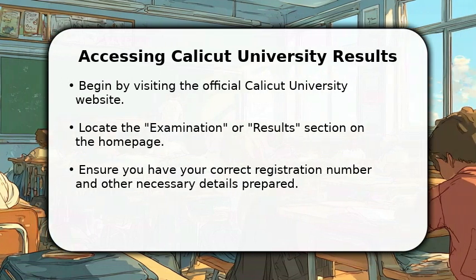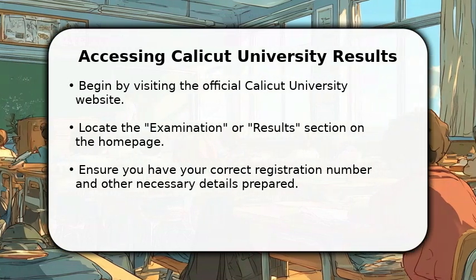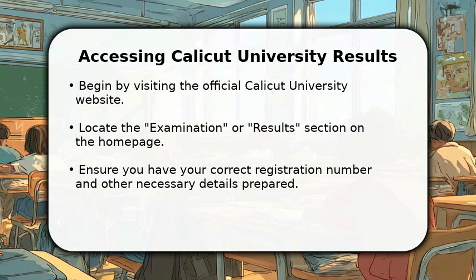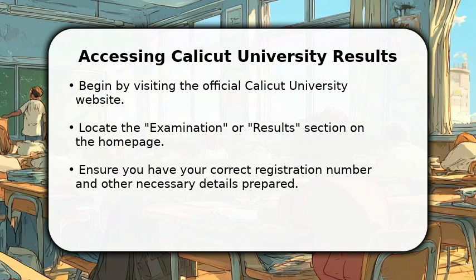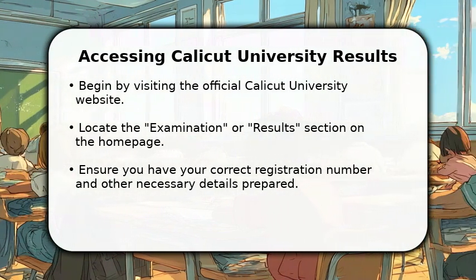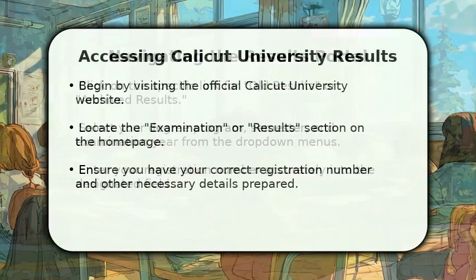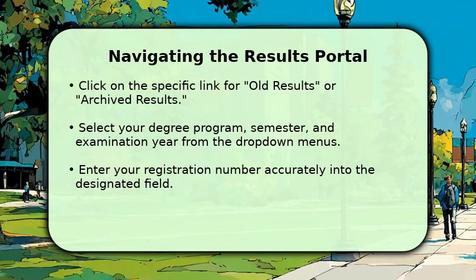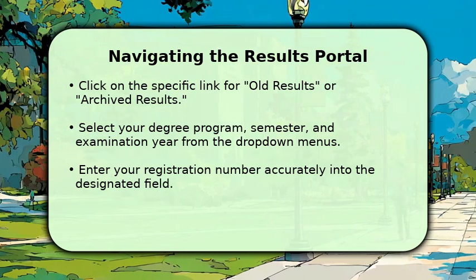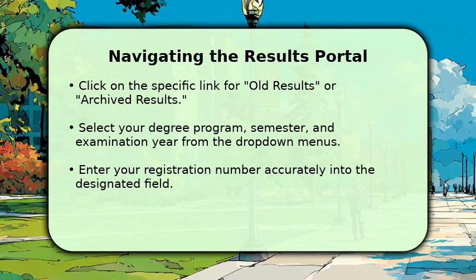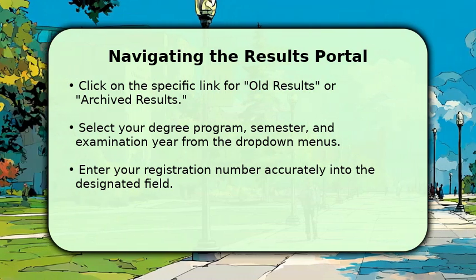It is crucial to have your registration number and other relevant details, such as your course and semester, readily available before you start your search. This will streamline the process significantly. After reaching the Results section, you will typically find options for current and old results. Click on the link specifically for old results or archived results.